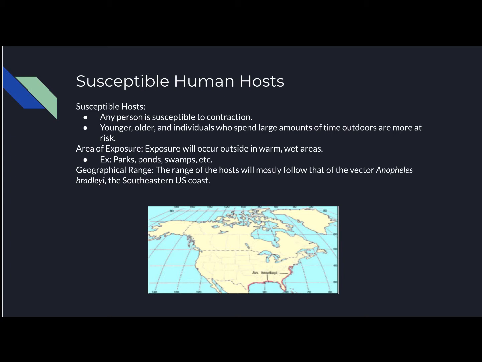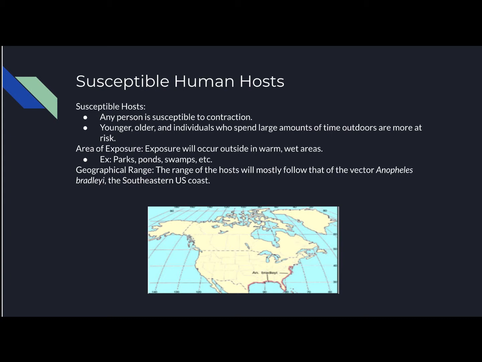In addition, individuals who spend high amounts of time outdoors are at an increased risk of becoming hosts, since they are spending more time around the vector of the disease. While on the topic of the vector, the area of exposure for the host will be anywhere that the vector, Anopheles bradleyi, can feed off of them and spread the disease. This will happen more often in outdoor areas that are warm and wet. Some examples of this would be parks with standing water, around ponds, swamps, marshes, or even your own backyard.